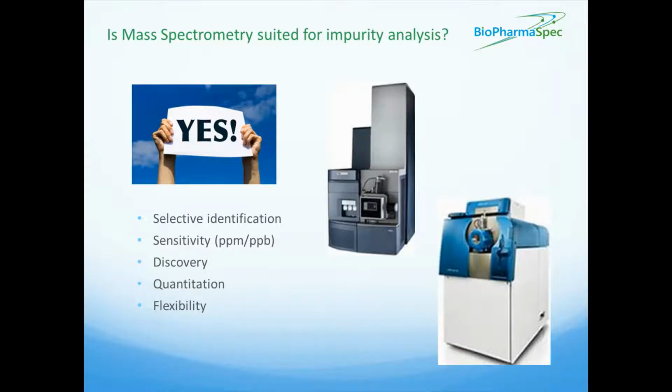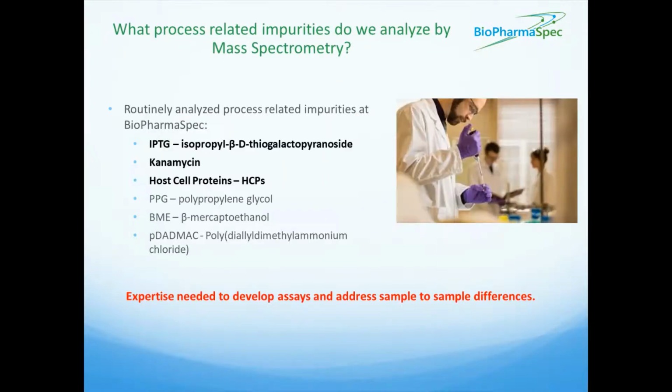Finally, the variety of instrumentation and different mass spec measurement approaches available makes mass spectrometry a versatile analytical approach. And this is going to be really important for impurity analysis because, as we've already seen, impurities can come in a variety of different forms, and each study can have its own unique challenges.